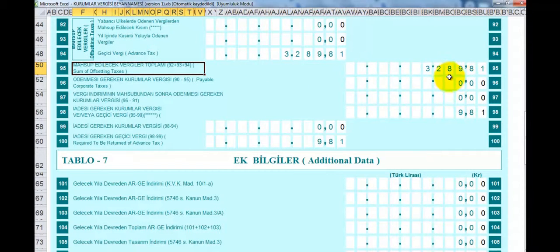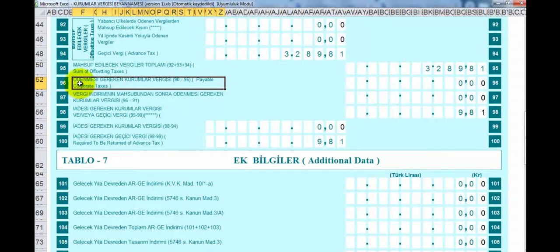These are R&D reductions, which are transferred to next year, and discounts issued by various laws will be included in the table of additional information. We have also completed the third page of our corporate tax return now.